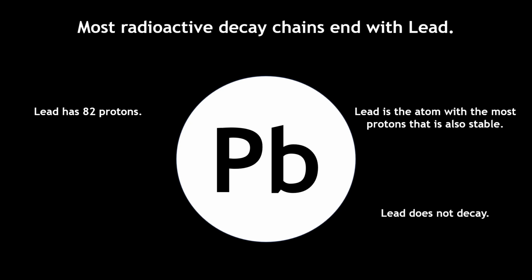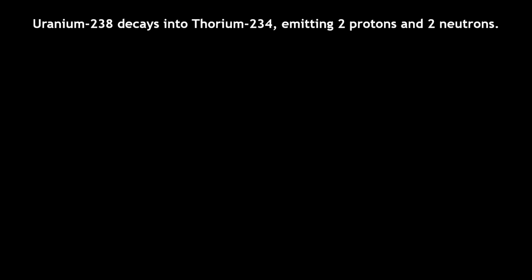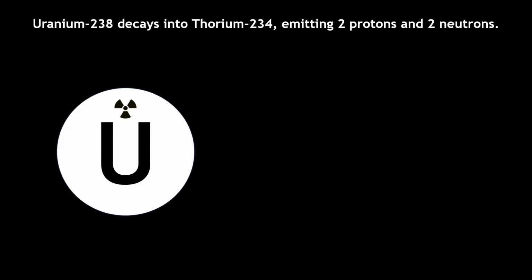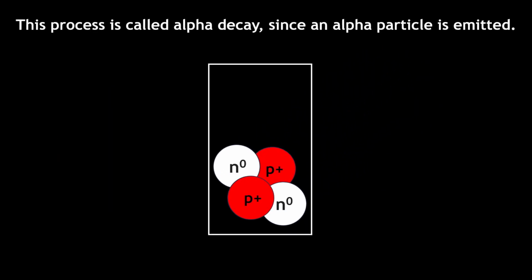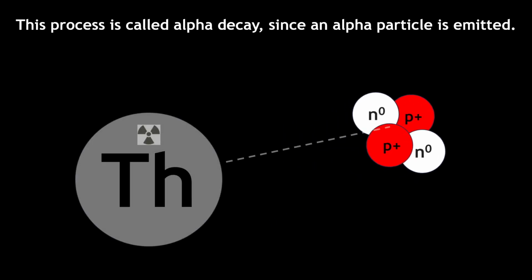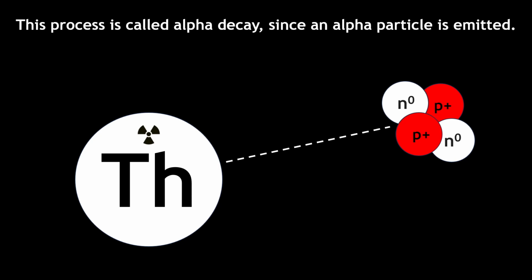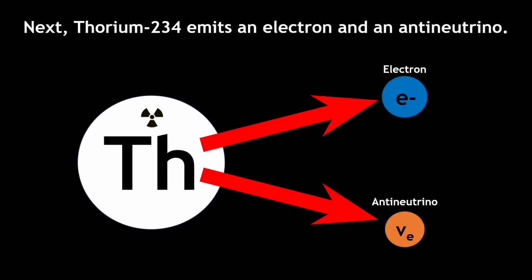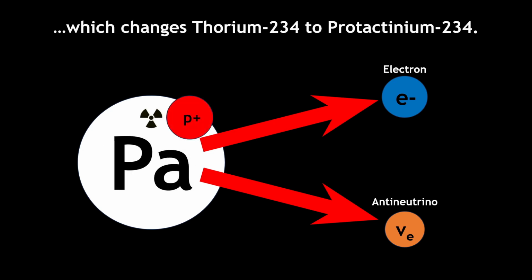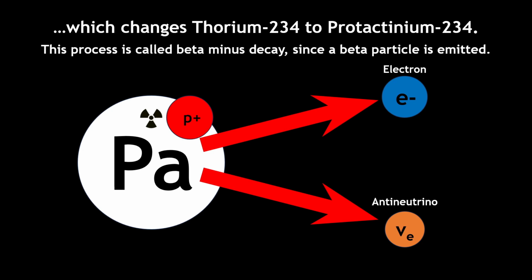For example, a uranium-238 nucleus decay chain begins with the emission of 2 protons and 2 neutrons, leaving a thorium-234 nucleus. This process is called alpha decay, since an alpha particle, which is a helium-4 nucleus, is emitted. Then, an electron and an antineutrino are emitted from the nucleus to change one neutron into one proton, leaving a protactinium-234 nucleus. This process is called beta-minus decay, since a beta particle, in this case an electron, is emitted.